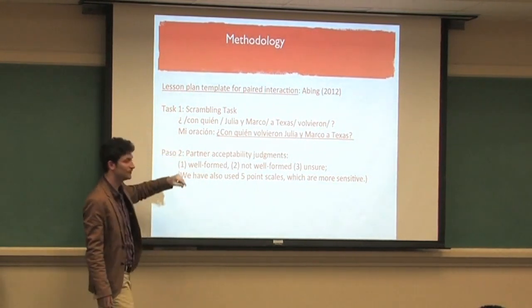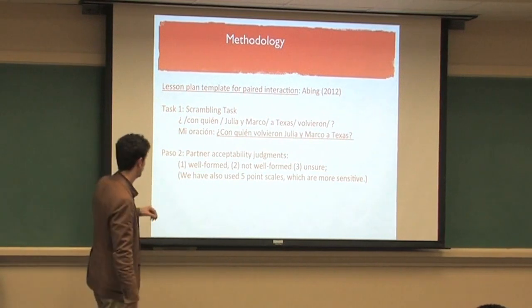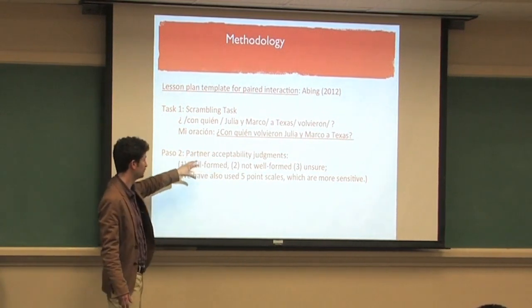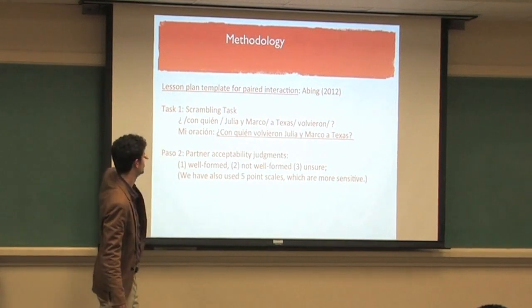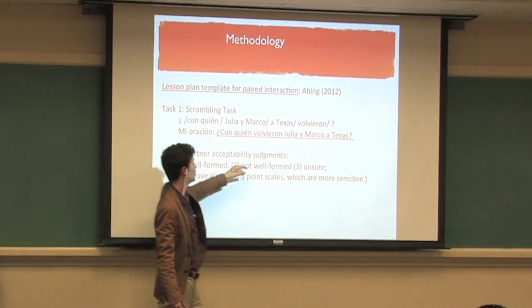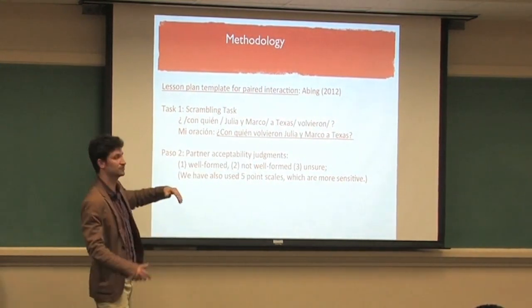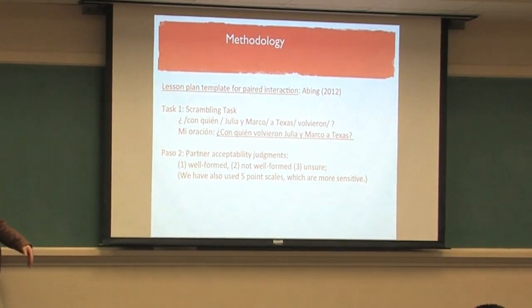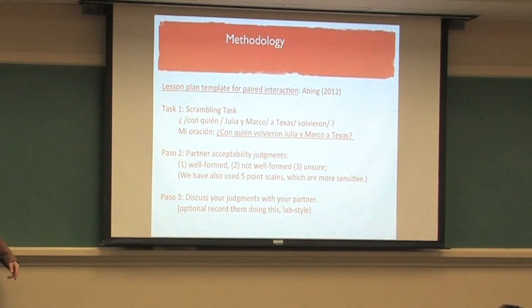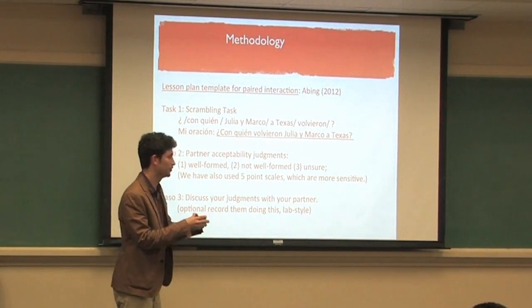And we have them, again, another experimental task framework, determine the acceptability of their partners' formations. So we might have well-formed, not well-formed, unsure. We've also used a 5-point scale, I believe, right? Which is even more sensitive. But either way works fine. I believe you have the 5-point scale in your packet. And then paso tres, you discuss your judgments with your partner.